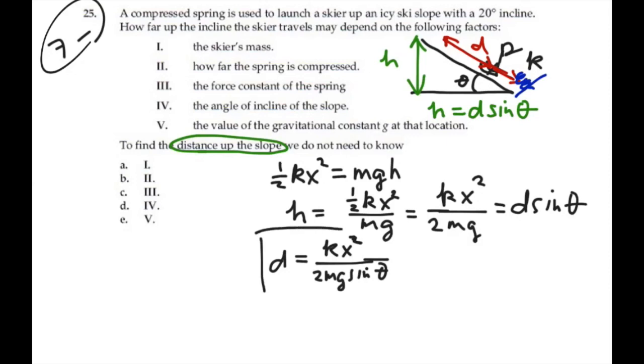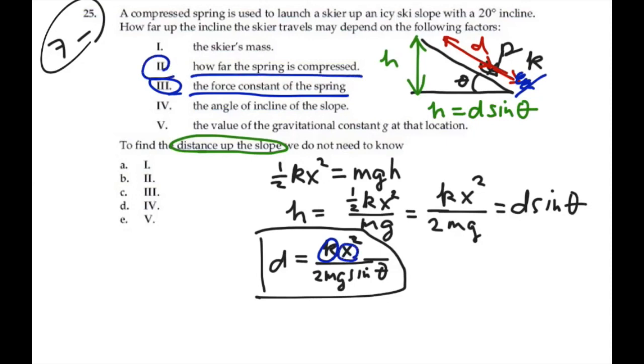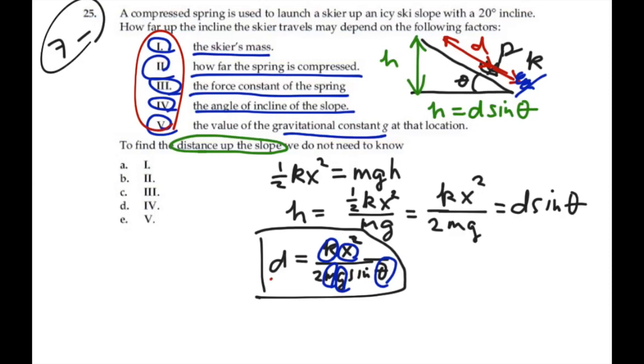So this is ultimately the distance that we are going to go up the incline, and it's related to all these factors. So the distance d is related to the spring constant, the force constant of the spring, so we need to know this. It's related to how far the spring is compressed, x, so we need to know that. It's related to the angle of the incline of the slope, so we need to know that. It's related to the value of the gravitational constant g at that location, so we need to know that. And it's related to the skier's mass, m, so we need to know that. So we need to know all 5 of these things in order to locate the distance d.